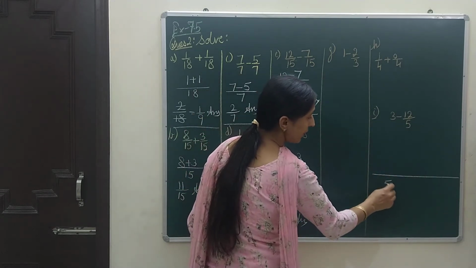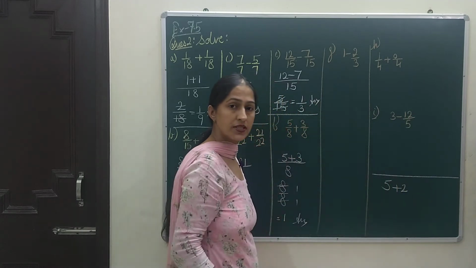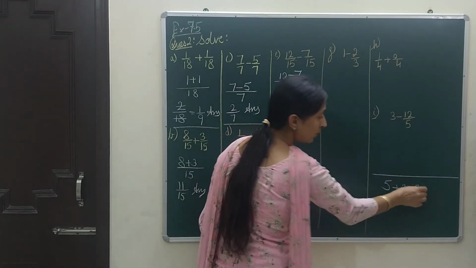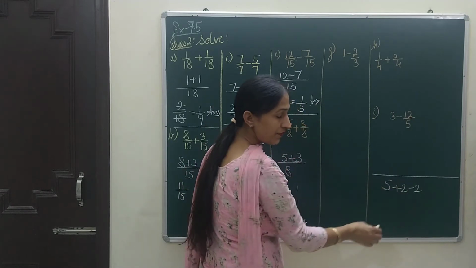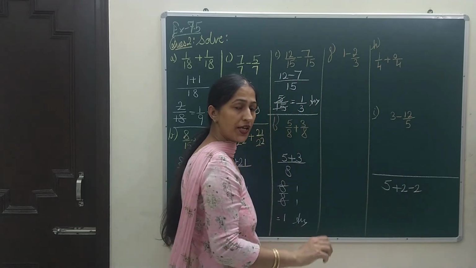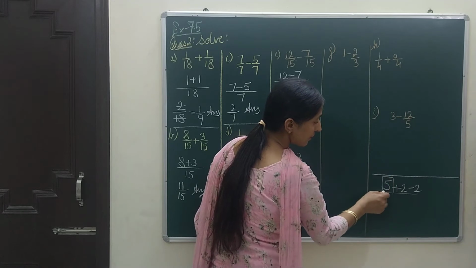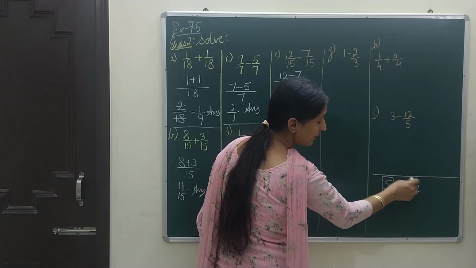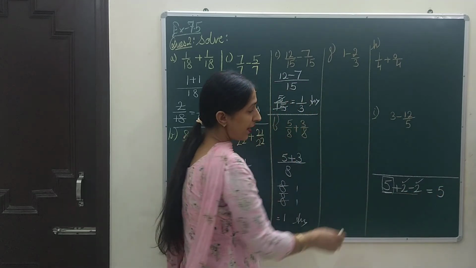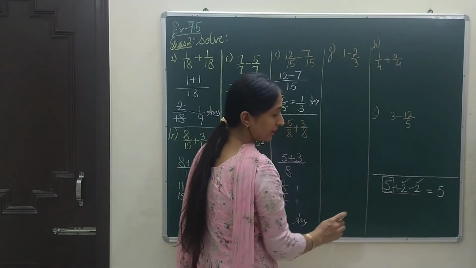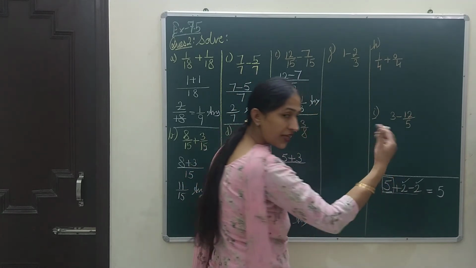Suppose there is a number 5. I add 2 to 5. What do I get? 7. If I subtract 2 from it now, what do I get? 5 plus 2 is 7, and 7 minus 2 will again be 5. So whenever some number is given and I am adding the same number and subtracting the same number, I get the answer as it was in the beginning. Here you can see 5 plus 2 is 7, then 7 minus 2 will again be 5.